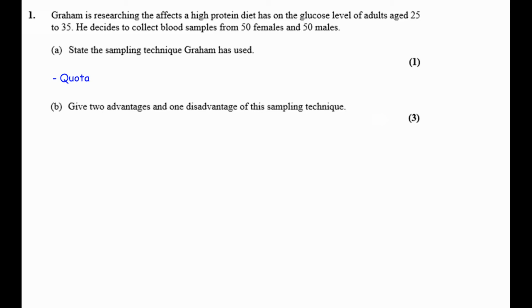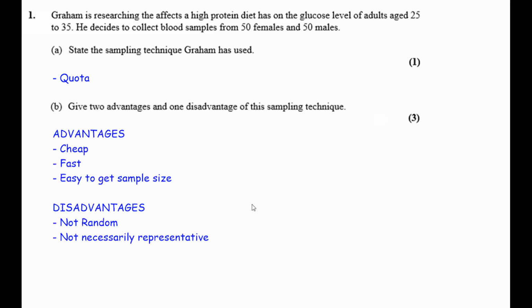Okay, along with being cheap, a quota sample is actually quite fast to perform. Okay, and the disadvantages, firstly, it's not a random sample, and secondly, it's not necessarily going to be representative. Just picking 50 males and 50 females may not represent the proportions that exist in the population.